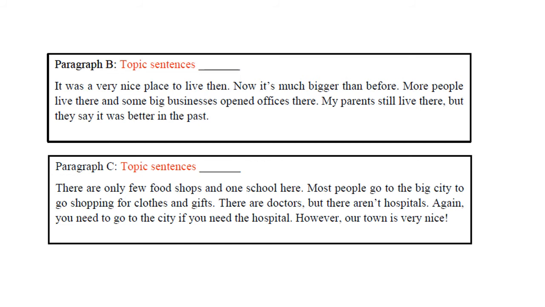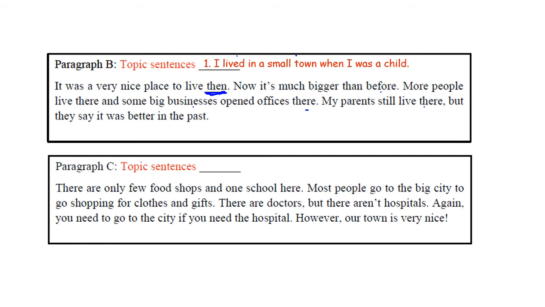Paragraph B: it was a very nice place to live then. Okay, so apparently he used to live there, but now he isn't. Now it's much bigger than before. More people live there and some big businesses opened offices there. My parents still live there, but they say it was better in the past. So which one do you think is the topic sentence for this paragraph? It's number 1, which states, I lived in a small town when I was a child.